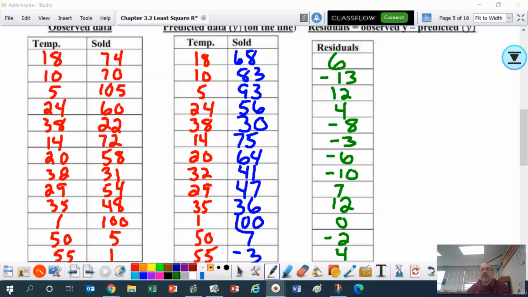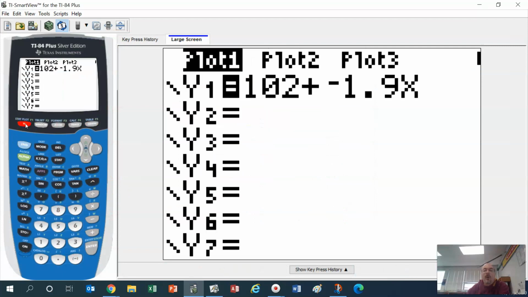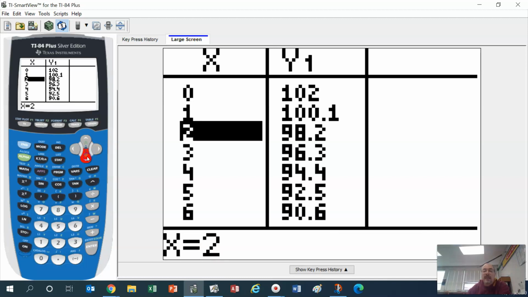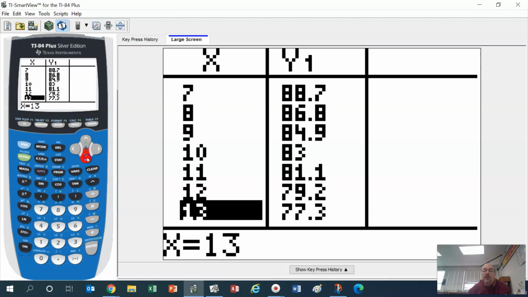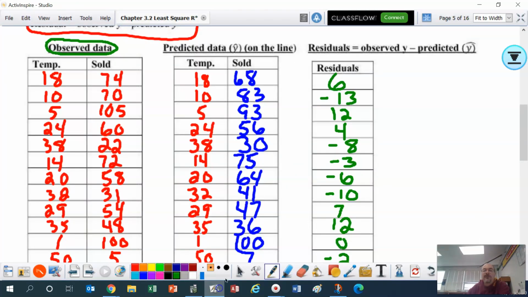All right, folks, so let me go through this and explain what I did. In this first table, I just copied the data that I see up above, so the temperatures and the number sold. That's the observed data. Then I kept the temperatures the same in this third column. Now the predicted, I used my calculator. I have my y equals typed in, and I went to the table, the second table, and these are all the predicted values. I went through and found the temperature, and then I rounded it to the number of boxes of cereal, because you can't sell part of a box of cereal. So that's what I did to fill in this blue part.